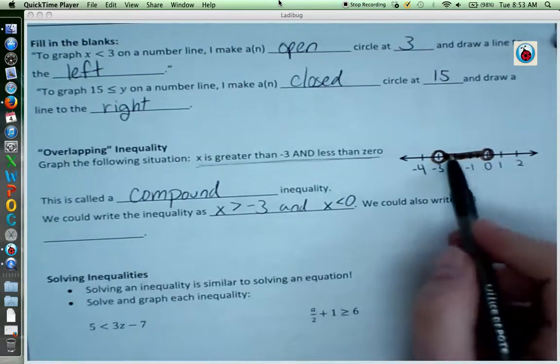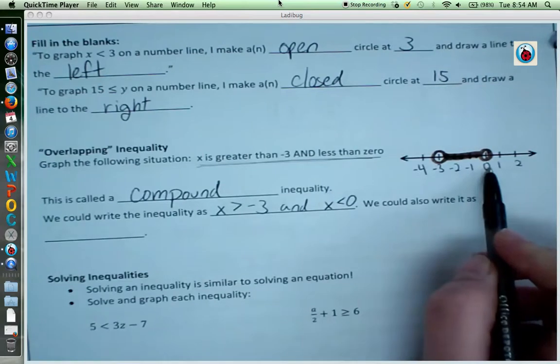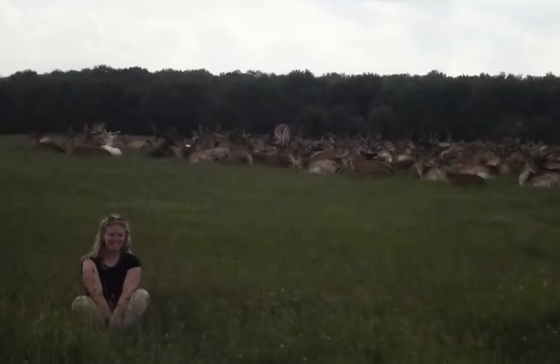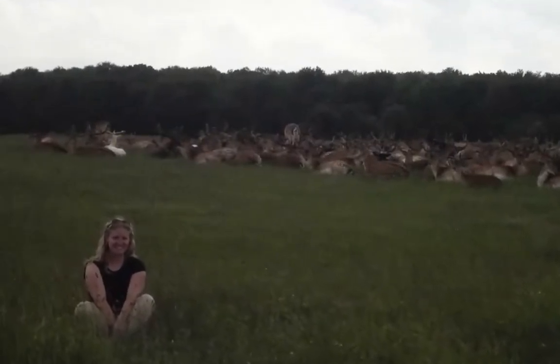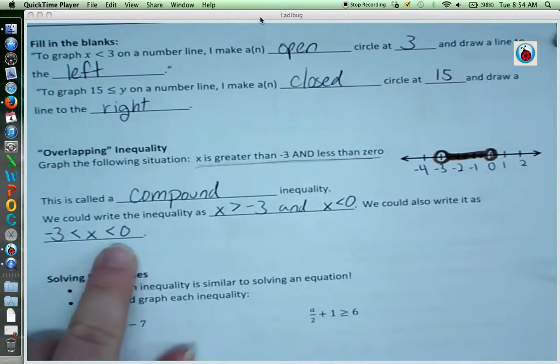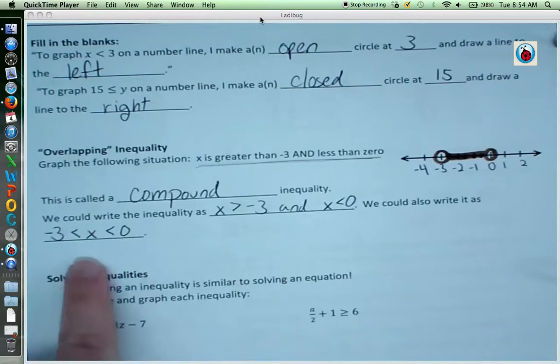I could also write it the following way. Because I'm talking about all these numbers in between -3 and 0, I could write this compound inequality the following way. I could say -3 is less than x is less than 0. Oops. Sorry, my screensaver went on. So, -3 is less than x is less than 0. This shows that x is between those two numbers. So either way you want to write it, they're both correct.